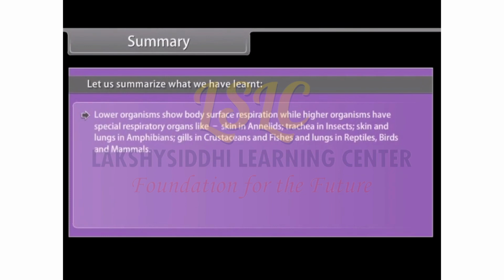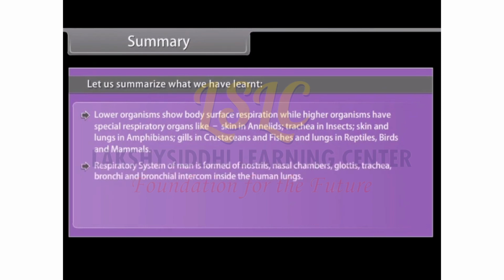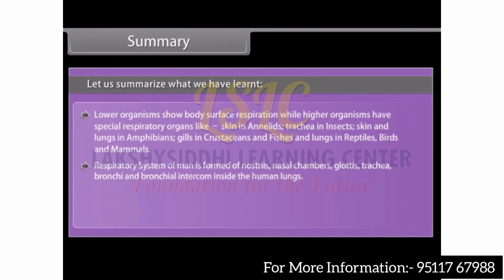Lower organisms show body surface respiration, while higher organisms have special respiratory organs like skin in annelids, trachea in insects, skin and lungs in amphibians, gills in crustaceans and fishes, and lungs in reptiles, birds, and mammals. Respiratory system of man is formed of nostrils, nasal chamber, glottis, trachea, bronchi, and bronchioles inside the human lungs.